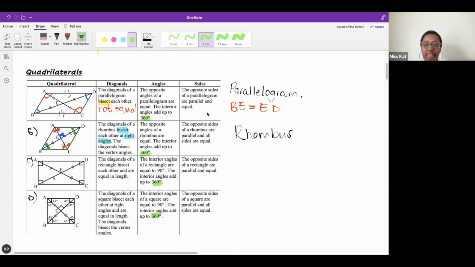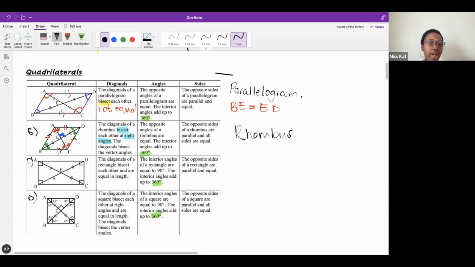Okay. And then with the sides, all the sides are equal and they are parallel to one another. So AD is equal to BC, which is equal to AB, which is equal to DC. And then on top of that, we have parallel sides. So AD is parallel to BC and AB is parallel to DC.